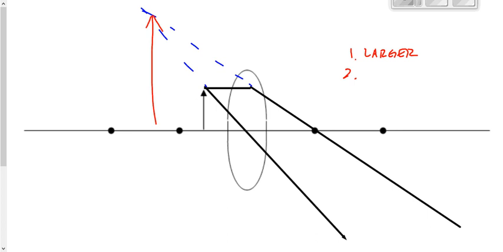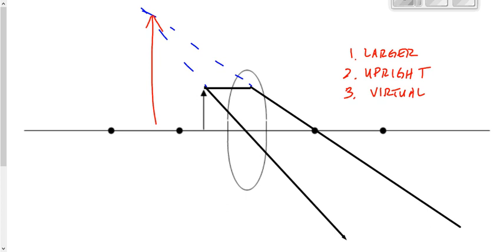On his feet. It's right side up, right? The arrow is pointing upwards. We're going to say upright. Right side up, whatever you want to say, that means the same thing. Third one, real or virtual? Yeah, this is virtual. We know that it's virtual because dotted lines intersect.